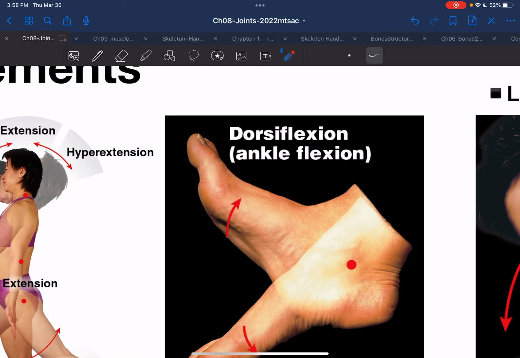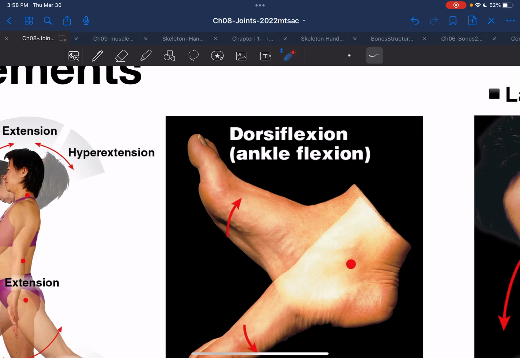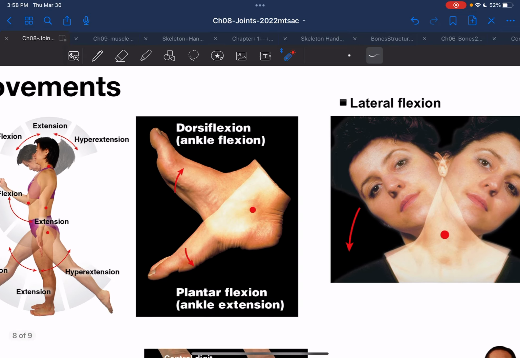And the top part, like if you're throwing a karate kick and you're going to kick somebody, you kick them with this part where the laces are, and that's called your dorsum. So when you go in that direction, dorsiflexion, dorsiflexion.